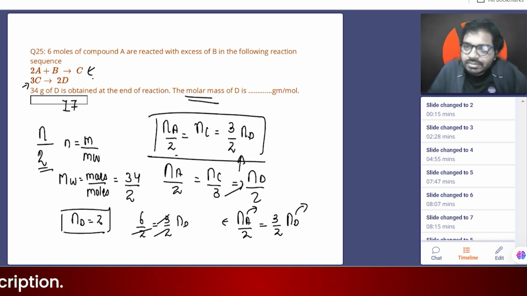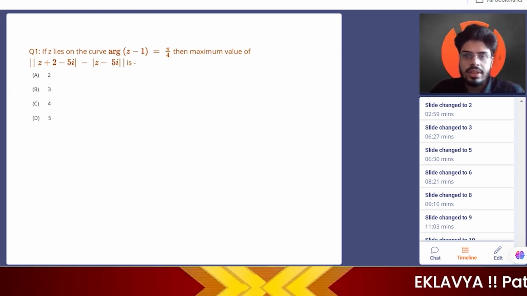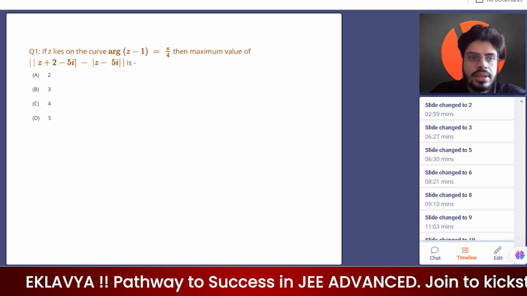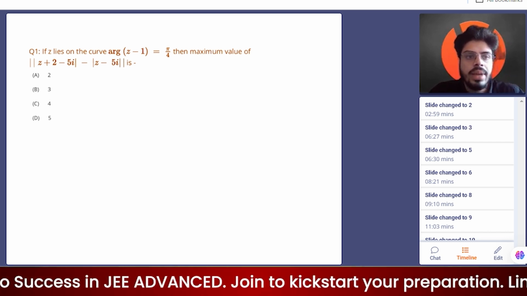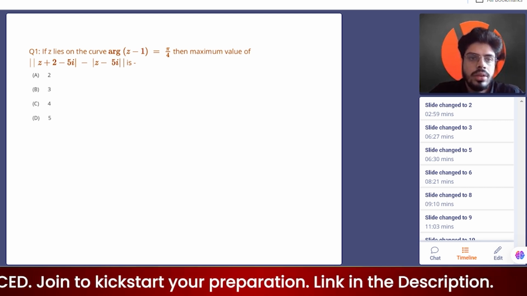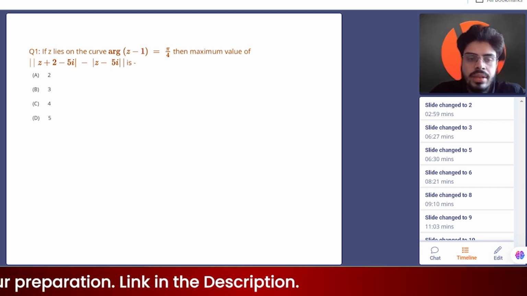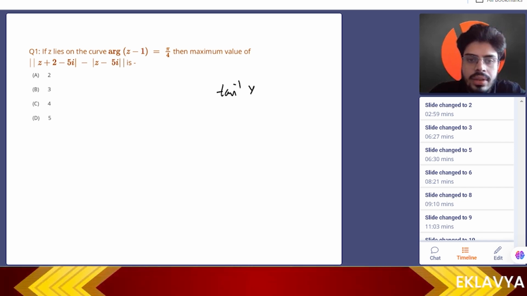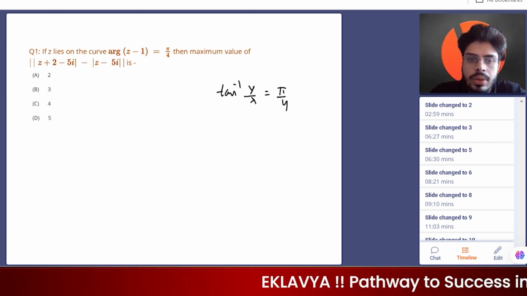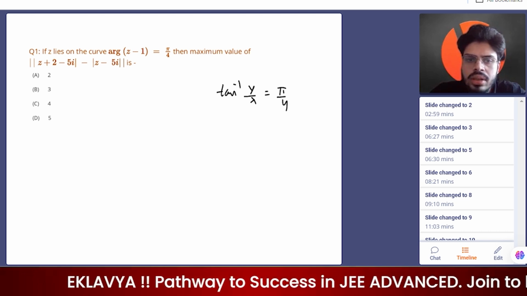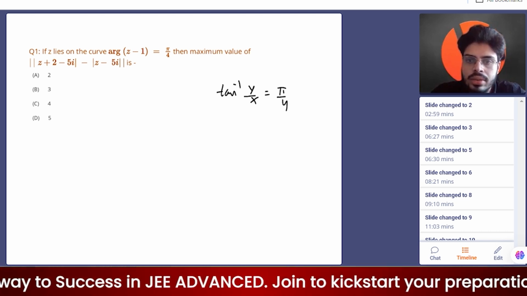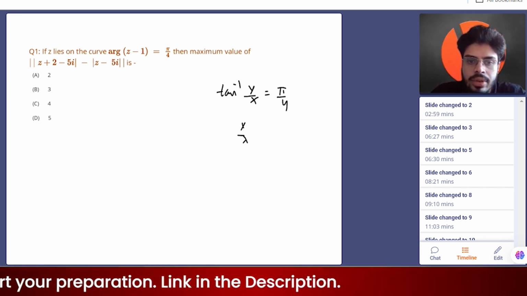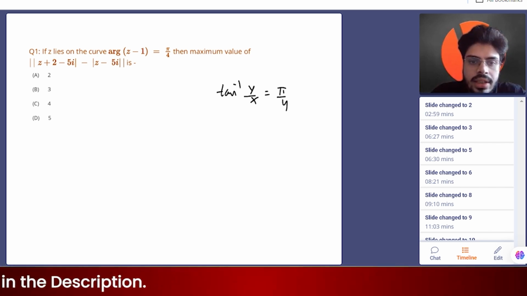Okay, thank you. So let us start the discussion. First question. If z lies on the argument z minus 1 equal to pi by 4, then we have to find the maximum value of this thing. So argument of z minus 1 is equal to pi by 4. So what can we say? That means that tan inverse y by x is equal to pi by 4. But again, this is in the first quadrant, so it's fine. So y by x will be equal to 1.